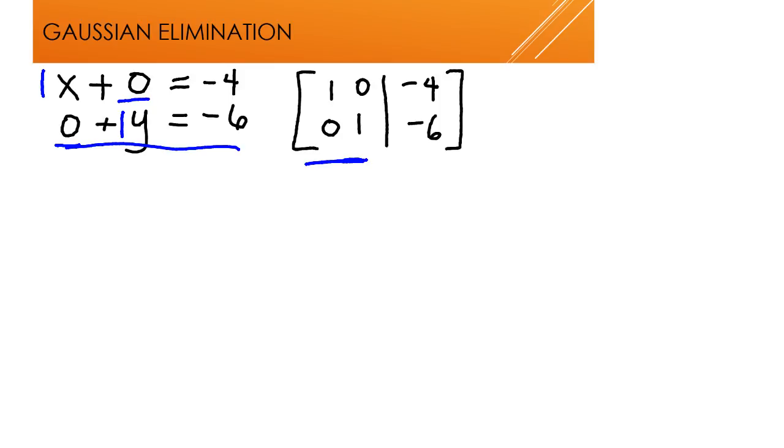Now, this is a different way of looking at a matrix. It has the first matrix on the left-hand side. This line right here is like your equal sign. And then I also have the constants right here, which are -4 and -6. So this is how you're going to see it from now on in this video.